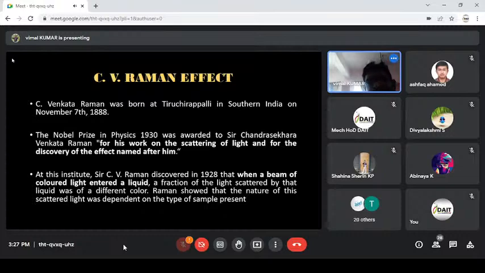Sir C.V. Raman was born at Trichinopoly in southern India on November 7th, 1888, and he got the Nobel Prize in physics in 1930. It was awarded to Sir C.V. Raman for his work on the scattering of light. That's the thing I showed you in a figure, how the light is traveling, scattering of light, and for the discovery of the effect named after him. At this institute, Sir C.V. Raman discovered in 1928 that when a beam of colored light entered a liquid, a fraction of the light scattered by that liquid was of a different color. Okay, when the light passes through that liquid, it will be of a different color. Raman showed that the nature of this scattered light was dependent on the type of sample present.